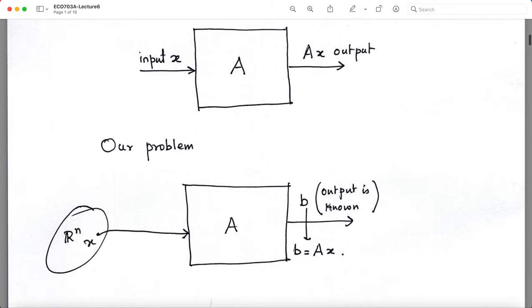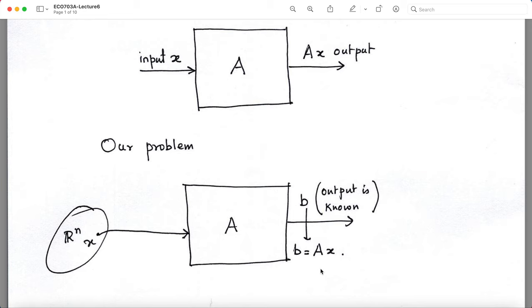Our problem is that b, the output, is given. The output is known and it is given to us. We have to find that x in Rn, which when operated on by A gives us b, that is, b equal to A of x. So you ask the inverse question here. It's not that you are given an x and compute an Ax. The game is completely different.